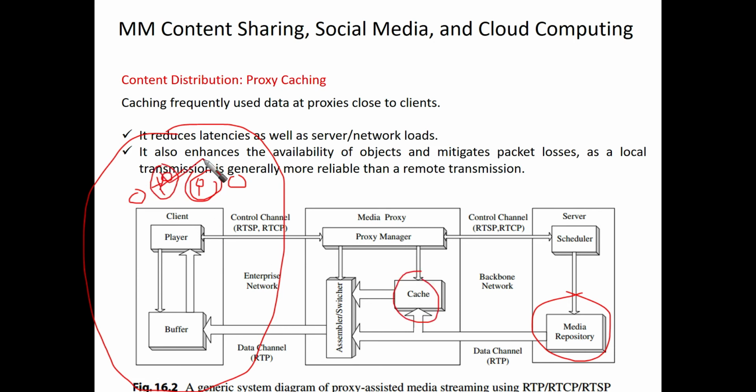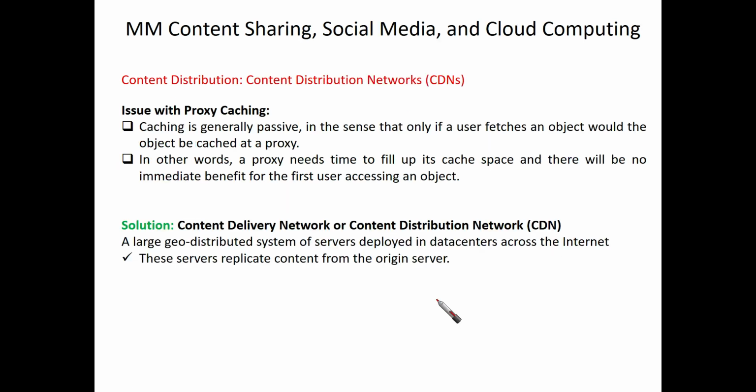But what happens to the first user? The first user generally doesn't get any advantages, right? And also, this cache needs time to fill up, because the first time, the second time, the third time, when many users, or maybe one user, access the popular contents multiple times, at that time this cache fills up. So to alleviate this problem, we come up with the concept called content delivery network, or we can say content distribution network, CDN.